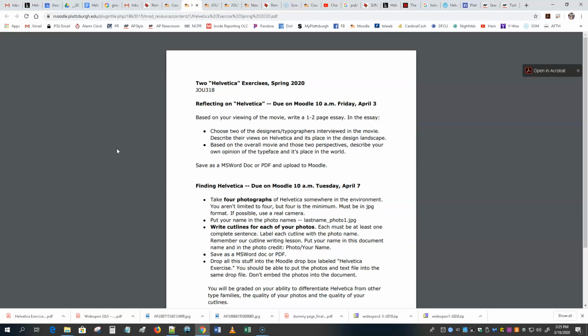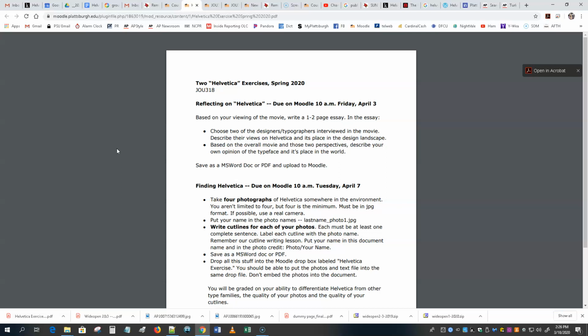Choose 2 of the designers or typographers interviewed in the movie. I think it would be best to pick 2 that have very different points of view on Helvetica. There are quite a few different people interviewed in the movie. I would say you should not choose the general moderator, the voice who goes throughout it. When you choose these and write about them, you need to say a little something about them, like who they are and what makes them important or interesting. It's kind of like why they were included in the movie. So you're not just saying the name, you're probably going to qualify it in some way too.